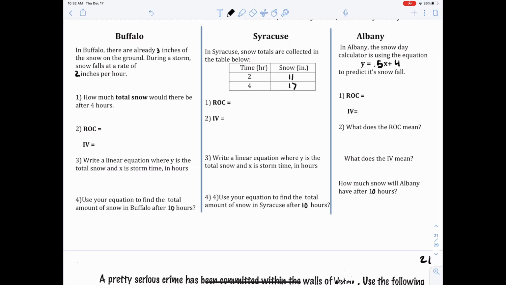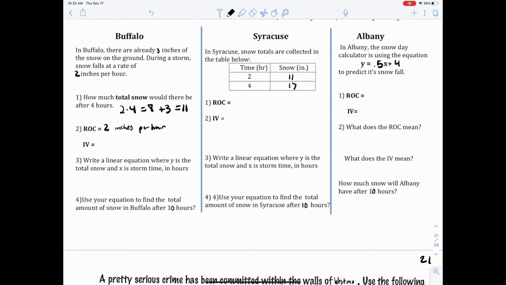In Buffalo, there's 3 inches on the ground already, and then it snows 2 inches per hour. So how much would there be after 4 hours? Well, it'd be 2 times 4, which is 8, plus the 3 they already have. So that would be 11. The rate of change is how much snow is increasing every hour. How much is the level of snow changing by? Well, it's 2 inches per hour.